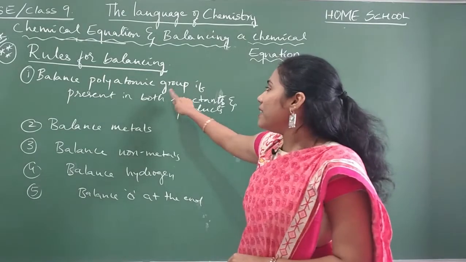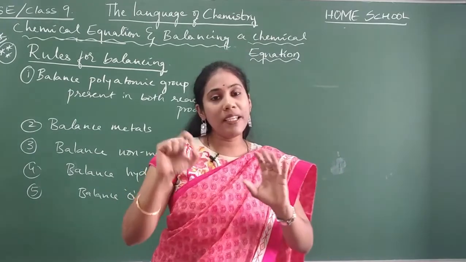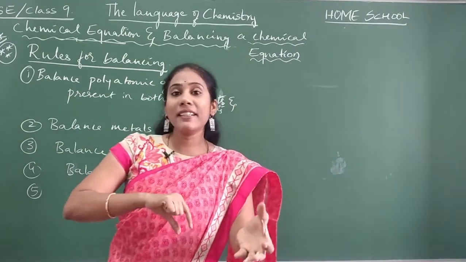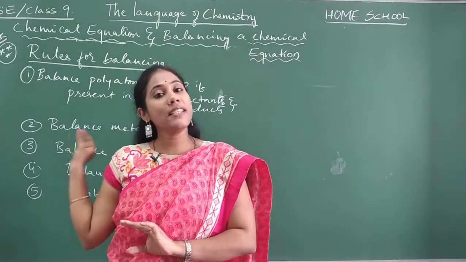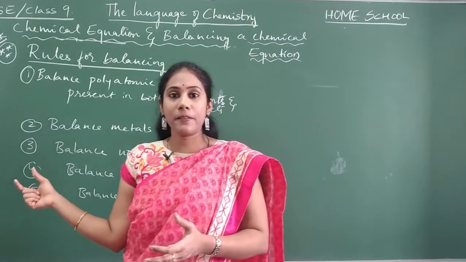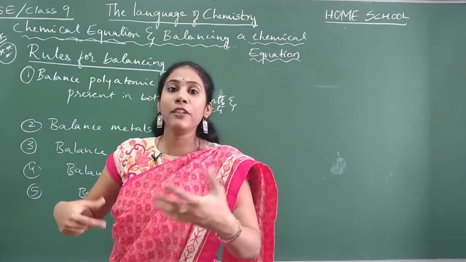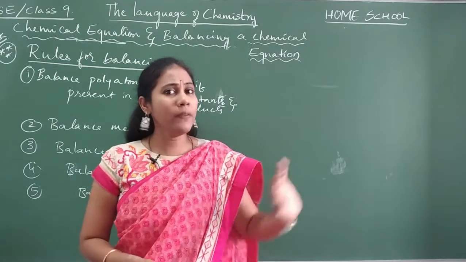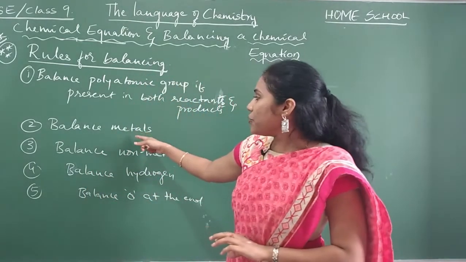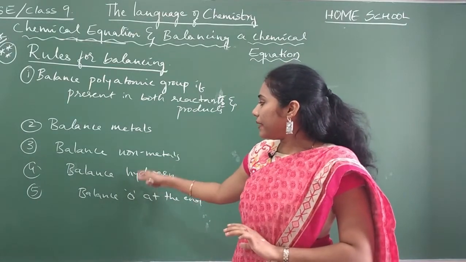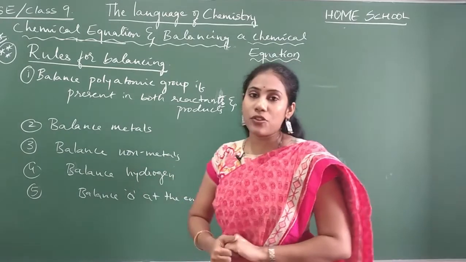Okay. So balance the polyatomic group. And that polyatomic group must be there both on the reactant side as well as the product side. Okay, then only you have to consider it as a group and balance it. Otherwise, you should not consider it as a group. Separately, element wise, you have to balance. And don't worry, I will show it with examples. Okay, next you have to balance metals, after that non-metals, later hydrogen, and lastly, you have to balance oxygen.